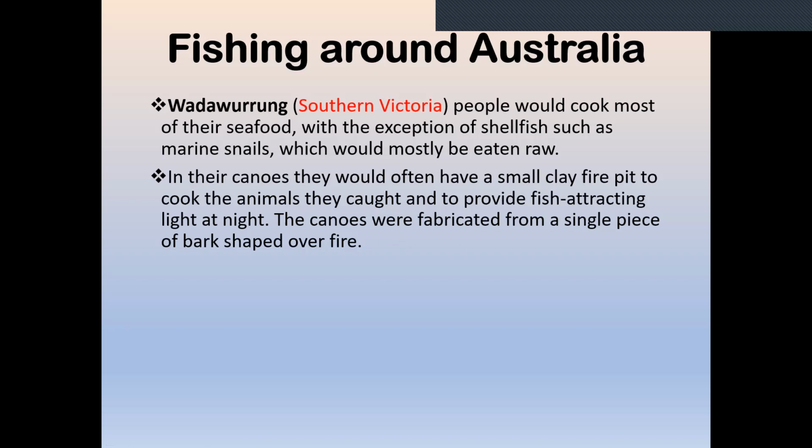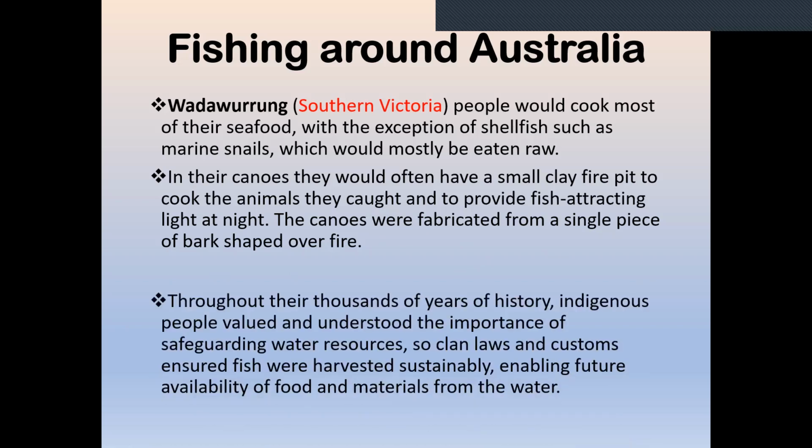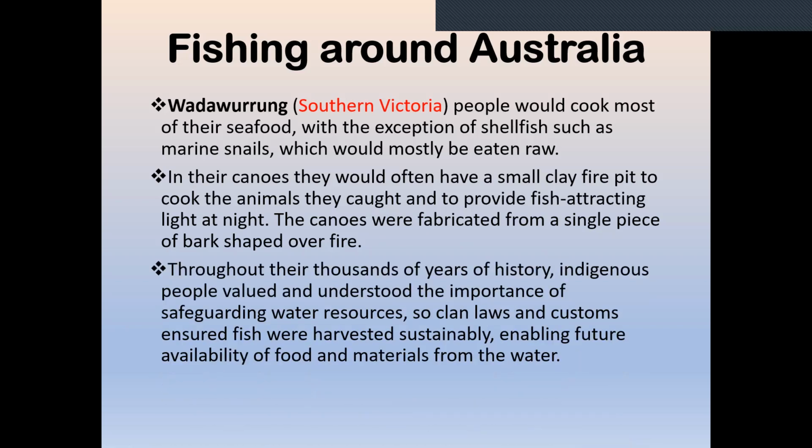Today these guys go out and they spotlight, so the fish are attracted to the light and they catch them. They knew about it hundreds, thousands of years ago. The canoes were fabricated from a single piece of bark shaped over fire. The fire makes them a bit more malleable. And then over the history of all this, they understood and they valued how important water resources are.